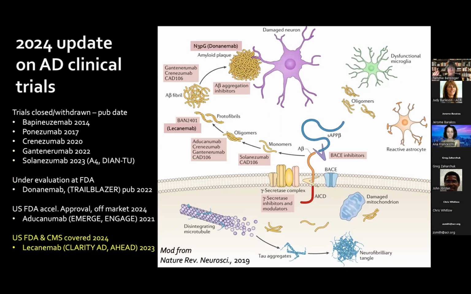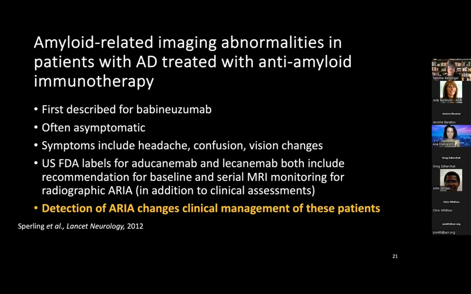So for now, the main therapy that we're talking about is lecanemab, but there are just a number of these that have been in the pipeline and are coming out in the future, as well as drugs focusing on tau targets. And so that'll be something we'll talk about hopefully in future webinars as those become approved. So ARIA was first described for bevacizumab, and it is usually asymptomatic, but if it does have symptoms, they're usually very vague: headache, confusion, visual changes. And because of this, these US FDA labels recommend baseline and serial MRI monitoring to look for these radiographic findings.